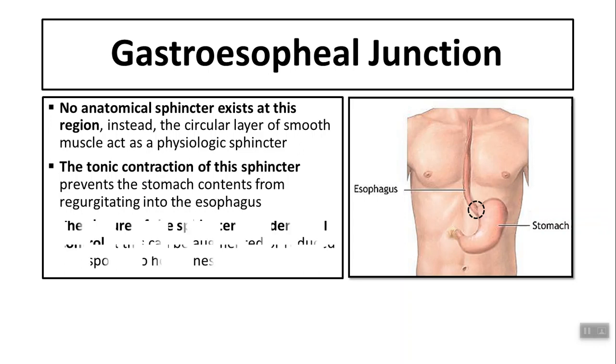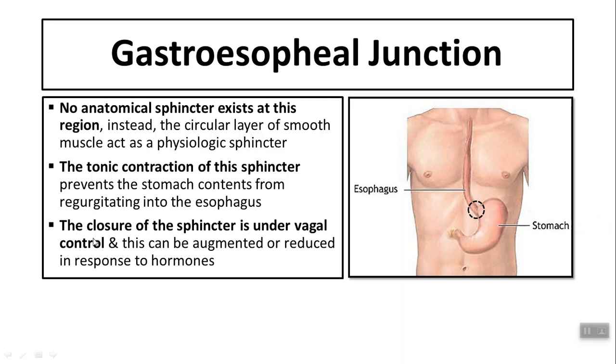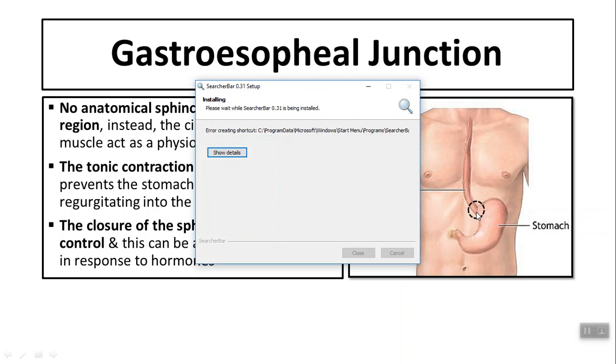How is this sphincter controlled? The closure of the sphincter is under vagal control. It is innervated by the vagus nerves. We have two vagal nerves here that control the closure of the sphincter, and this can be augmented or reduced in response to hormones. Also, special GI tract hormones will affect the function of this sphincter.